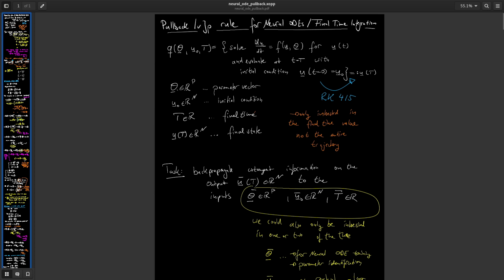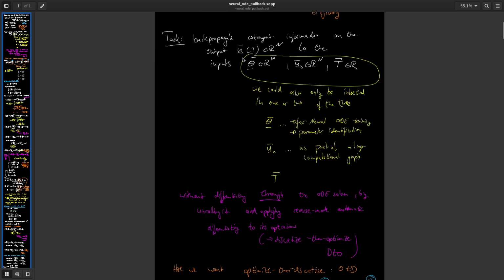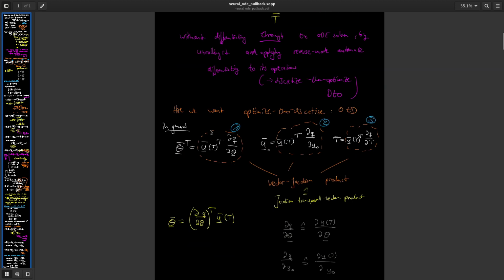And then it solves an ordinary differential equation using, for instance, a Runge-Kutta 4-5 scheme by evaluating a right-hand side dynamics given by the function f, which depends on the state u and theta. And now we want to backpropagate cotangent information from the state at the end time to the parameters, to the initial condition, and to the length of the time horizon, which we derived in great detail in finding auxiliary problems that allow us to evaluate the vector-Jacobian products.